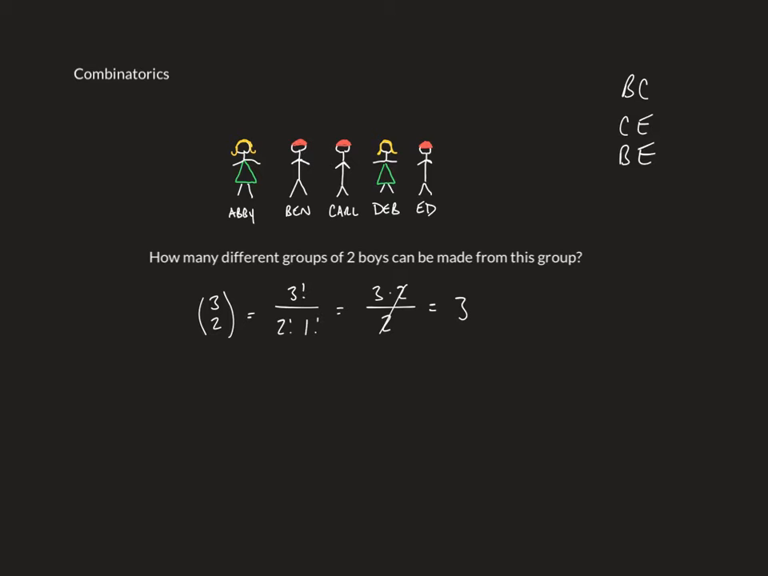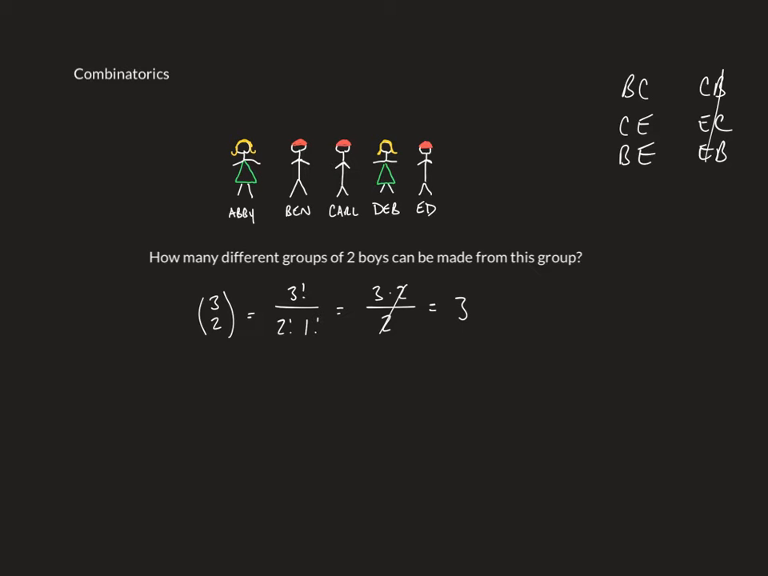And the reason that we divided by this 2 factorial was because if I don't, then I'm also counting Carl and Ben, Ed and Carl, and Ed and Ben as different groups. We're not doing that here. We just want to know how many different groups we can get.